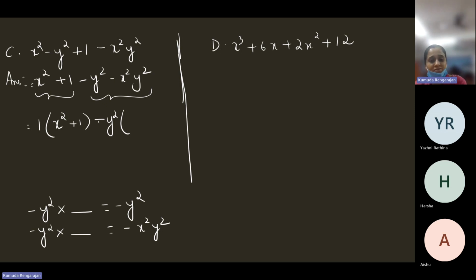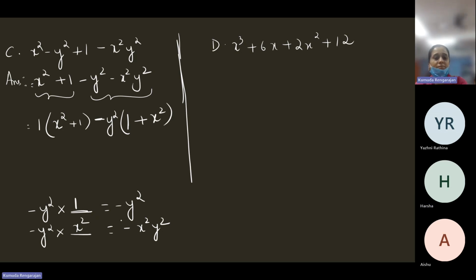See, listen to this carefully. Minus y square is common. That's what you see here, minus y square, into what will give you the third term and the fourth term. The third term minus y square and the fourth term minus x square y square. Fill in the blanks. 1. Here it is 1. So put a 1 here. And here, what's the answer for this one? x square. So x square means plus x square. That's all.